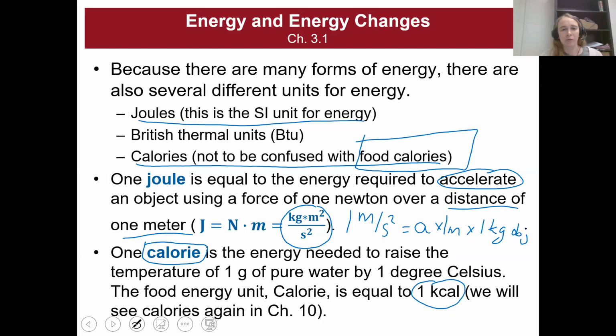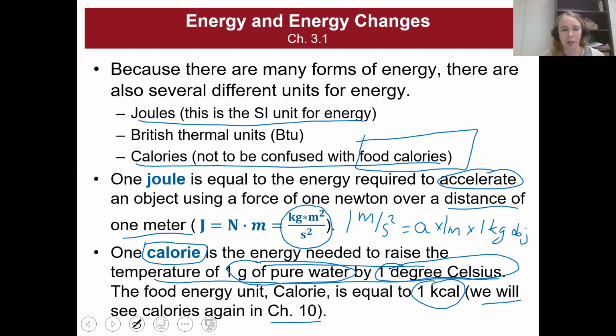A calorie, however, has a very specific definition, which will come into play a lot more in chapter 10. The 1 calorie is the energy needed to raise the temperature of 1 gram of pure water by 1 degree Celsius. So that's very, very specific, things you don't need to memorize now, but you will need to know about later. So 1 gram of pure water raised its temperature by 1 degree Celsius. The energy to do that is 1 calorie.